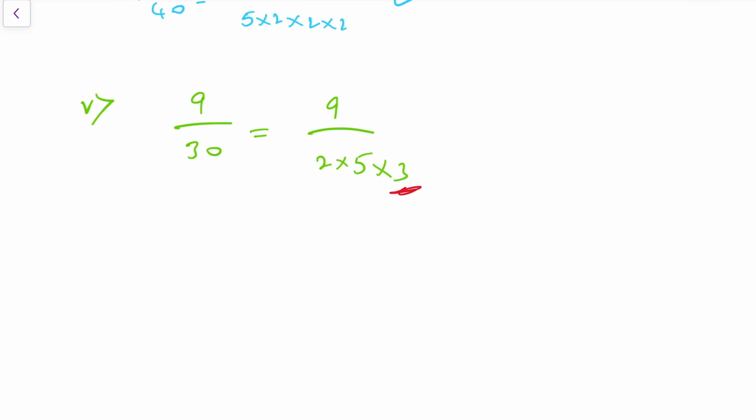So before going to the conclusion, just check one thing, that is whether any cancellation is possible or not. Here 3 1s are 3, 3 3s are 9, so cancellation is possible. Whatever is remaining, write that: 3 by 2 times 5. Now if you observe clearly, in the denominator we have only 2 and 5. So the denominator is in the form of 2 power n into 5 power m. So it has a terminating decimal.